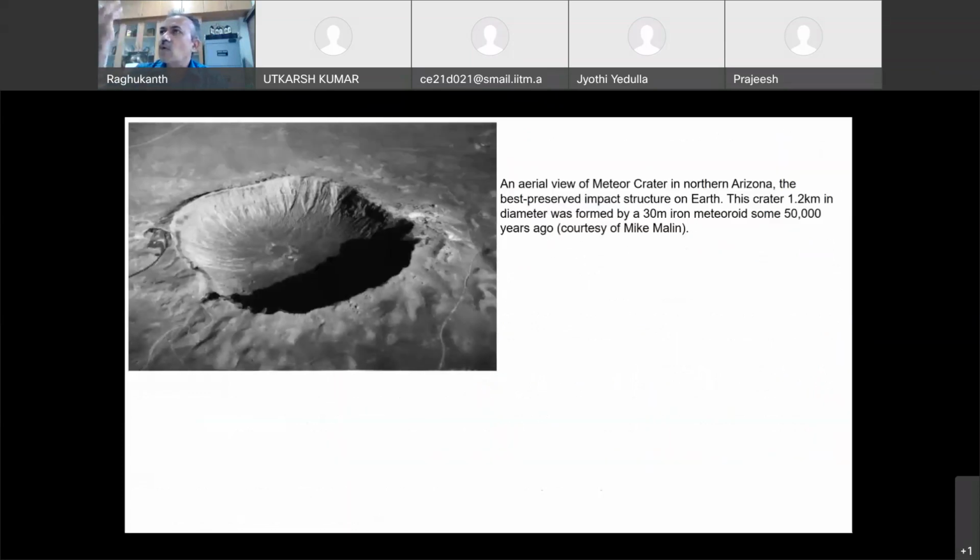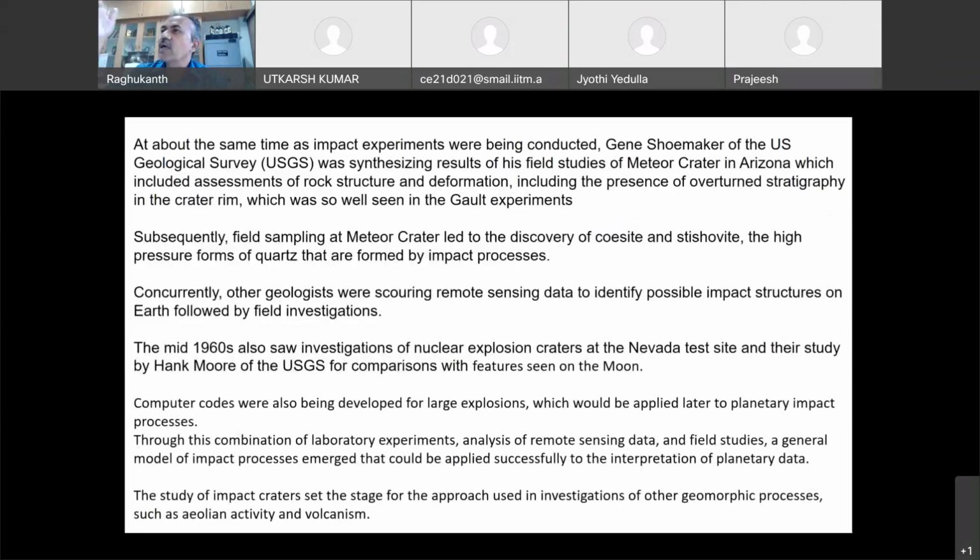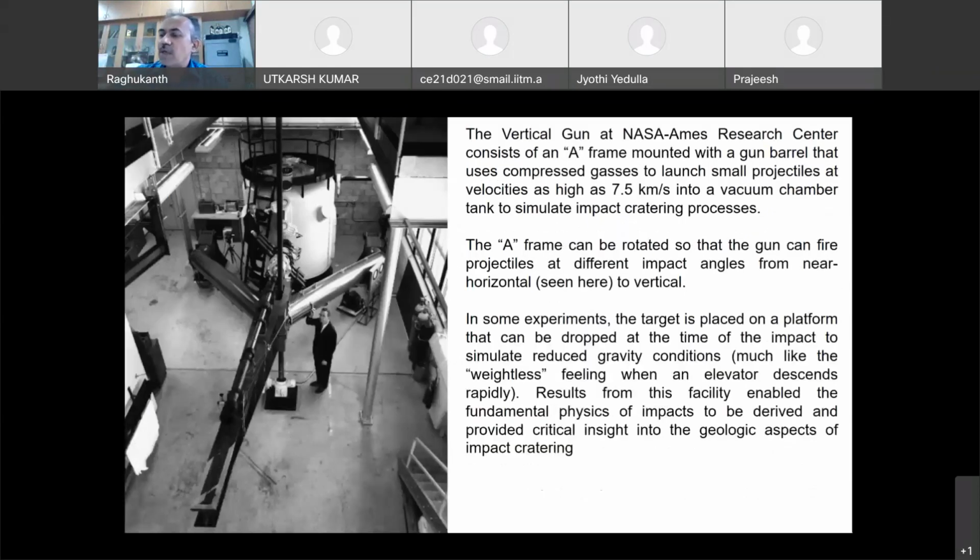Now you can also go and see it. This crater is 1.2 kilometers in diameter, formed by a 30-meter iron meteorite some 50,000 years ago, they say. This crater is very well preserved. Shoemaker did a lot of study on these meteorite craters and established the terrestrial analogs using them. There were also experiments like NASA's gun, so they had results from experiments.